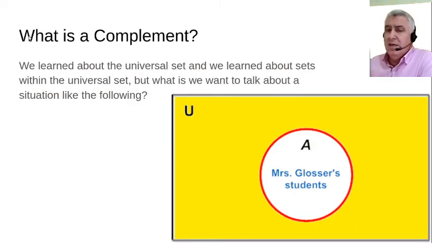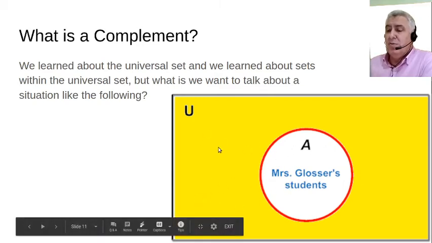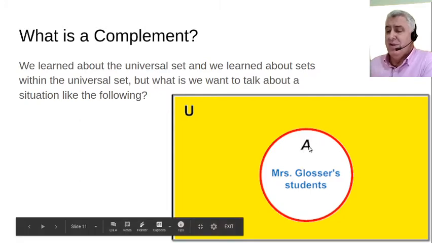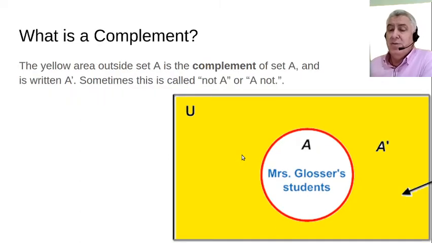Our next topic is a complement. What is a complement? We learned about the universal set last time, and we learned about sets within the universal set. But what if we want to talk about a situation like this where we really want to know about the yellow? We can't say it's the universal set because we don't want the set A, and we can't say it's set A because none of set A is in there. So what do we do? We have a special notation that we use, and we call it the complement.